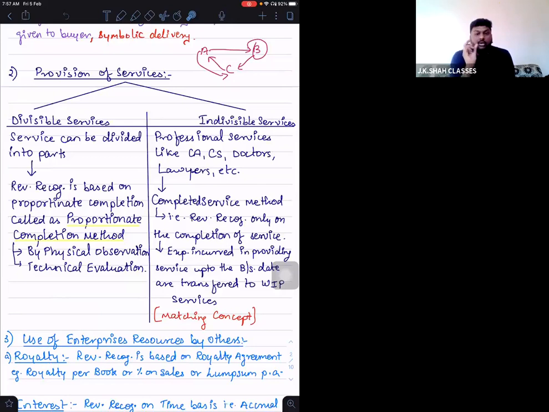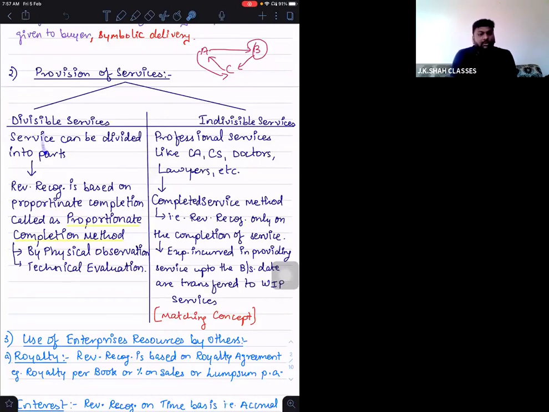So you have to work out the proportion of the work done. Means if I say the first part is completed, means 25% of the work is over. So 25% of the revenue can be recognized. And this proportionate completion can be calculated either by physical observation. So you yourself can physically observe how much part of the work is completed, and that much proportionately you can record. And second, take a technical evaluation. Means there are third parties who can evaluate how much work is completed. That much part of revenue can be recorded.